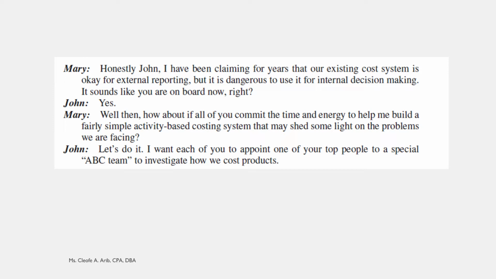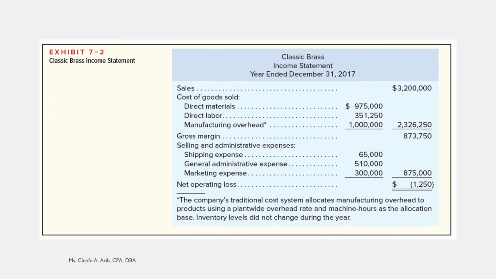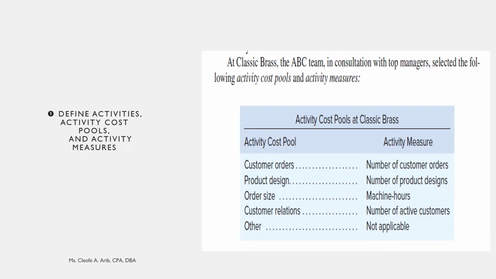So, please read lang muna the story and go over the given nilang financial statement. Then, after going over itong tatlong slides na to, discuss natin yung ating learning objective number 2. In the application of the ABC system, there are 5 steps to be followed. The first step is to define activities, activity cost pools, and activity measures.